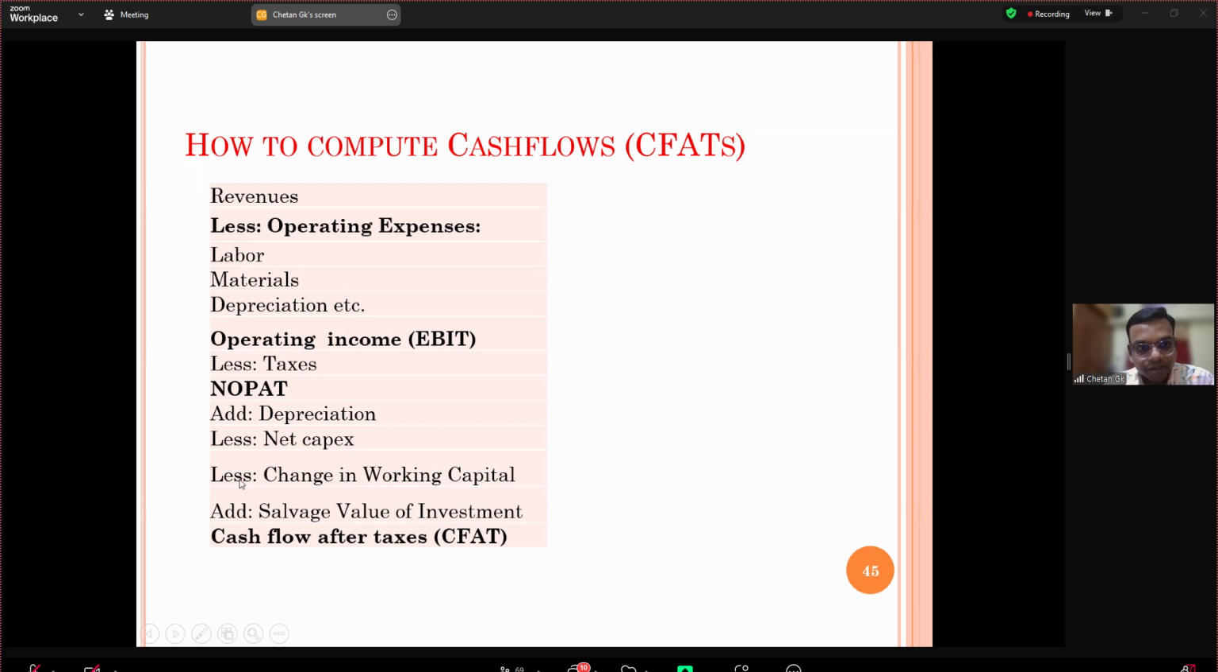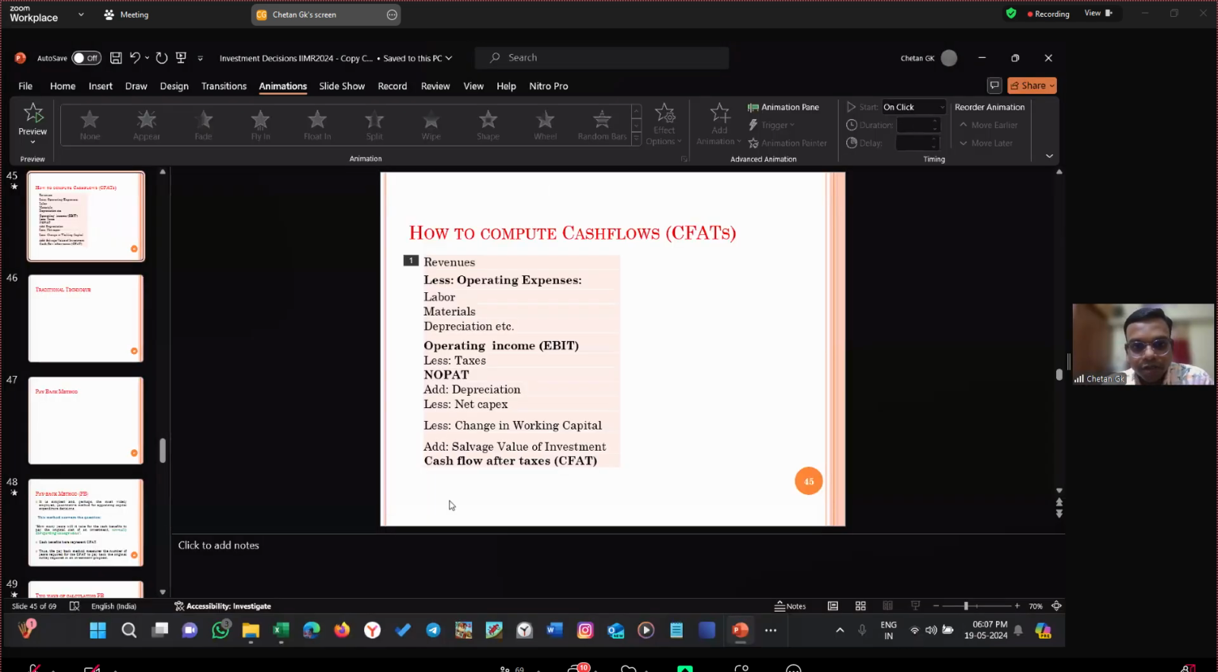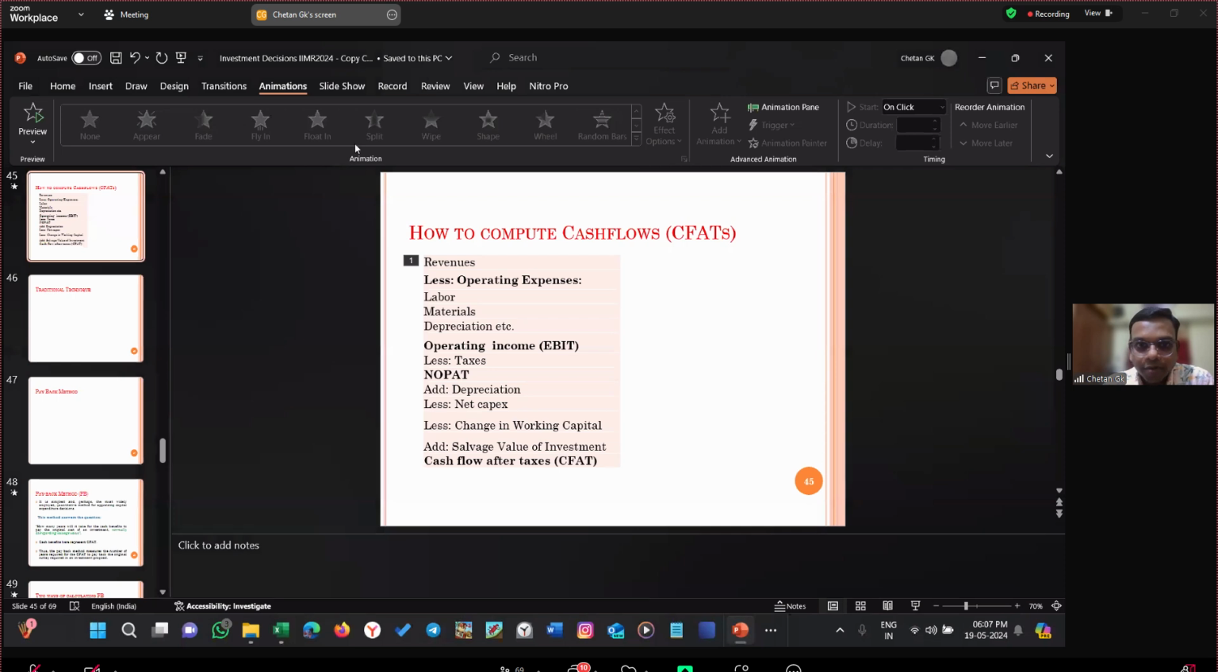Less the change in working capital, which you have deducted. Salvage value means scrap value. Okay, and one more thing to add is working capital release, which I have not mentioned here. So if you want, you can write that down as well. Working capital release, add.